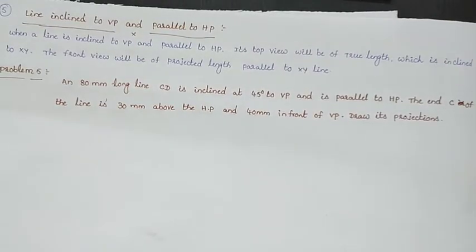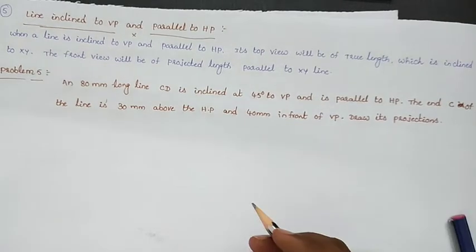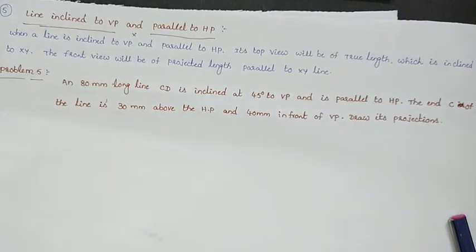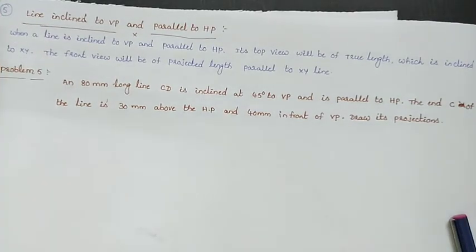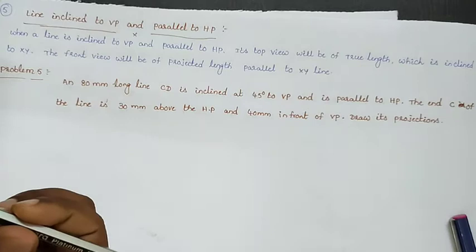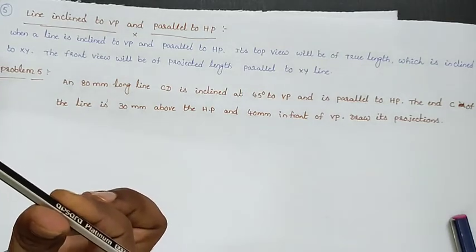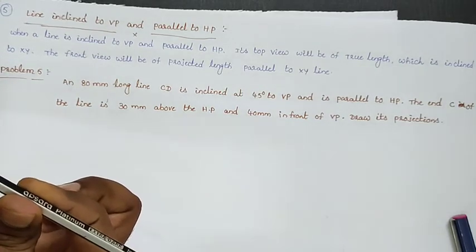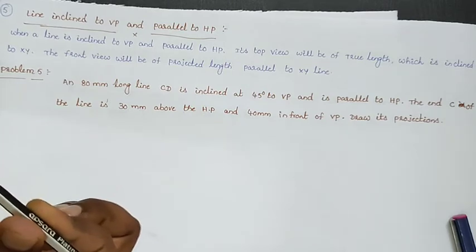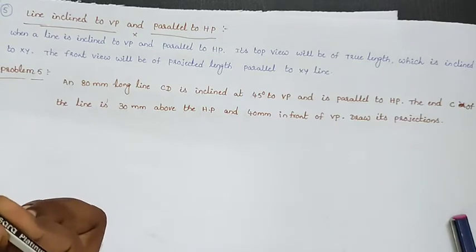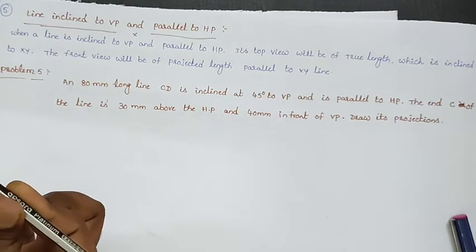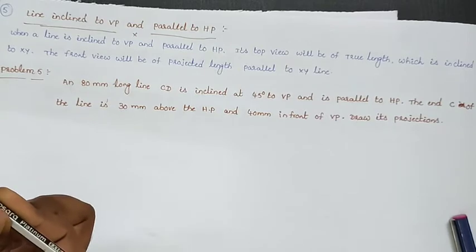Line inclined to the VP and parallel to the HP. So this is also a very important position. Whenever a line is inclined to the VP and parallel to the HP, just observe the position. So this is the horizontal plane and this is the vertical plane. Whenever the line is inclined with respect to the vertical plane, this is the position. In this position, whenever you see the object from the top view direction, we will get the true length of the line, which is inclined with respect to the XY line.